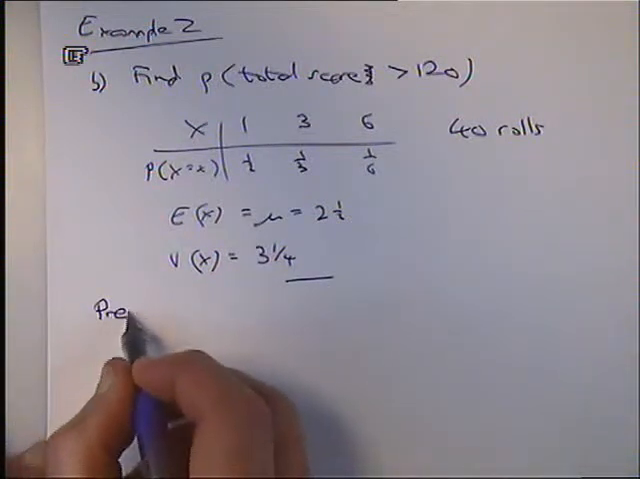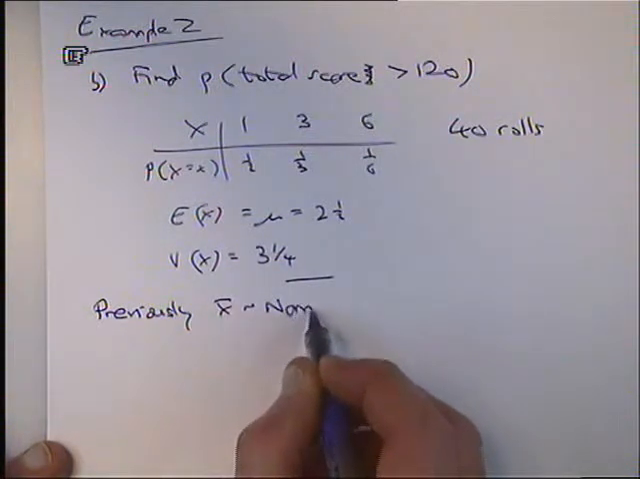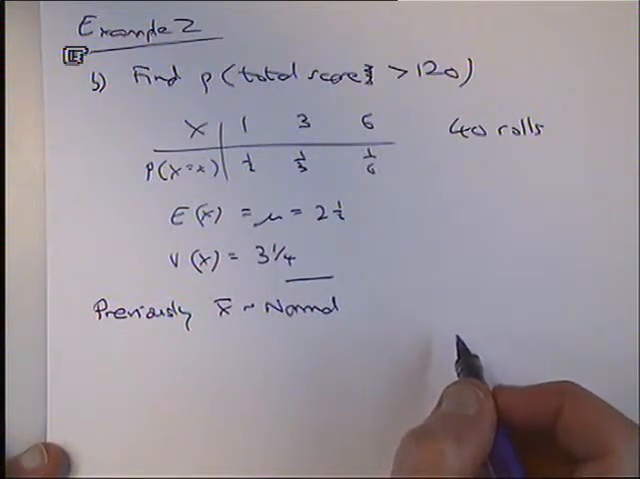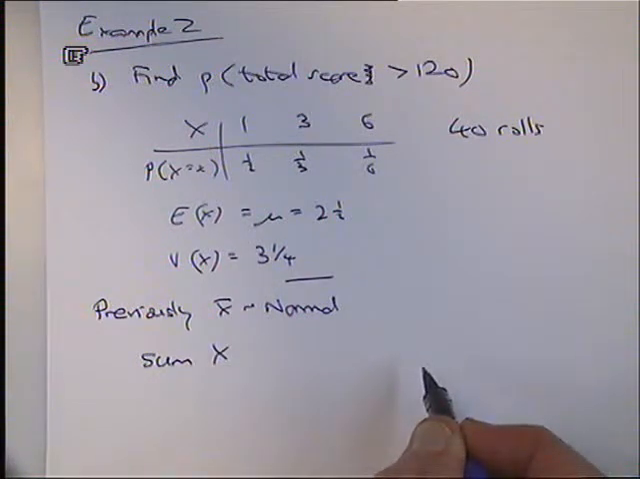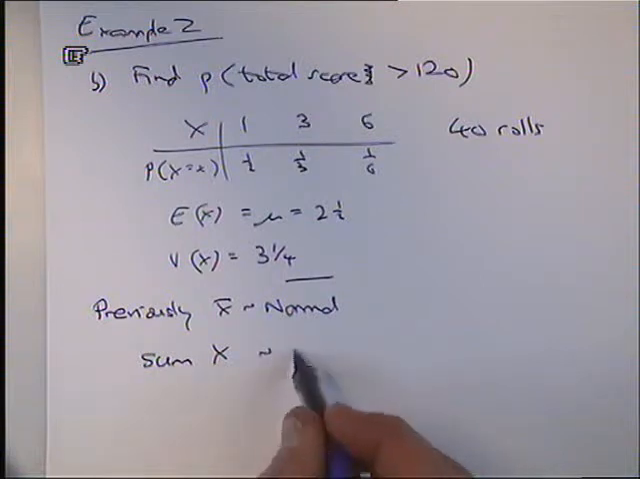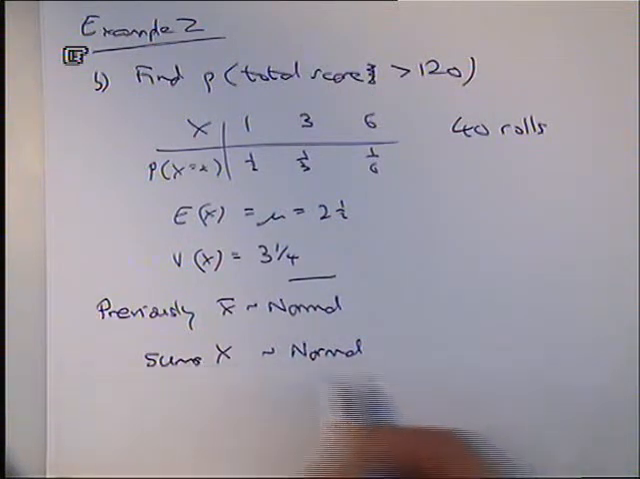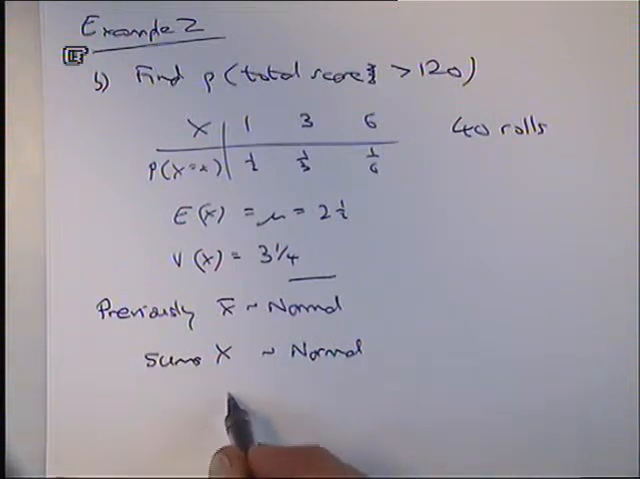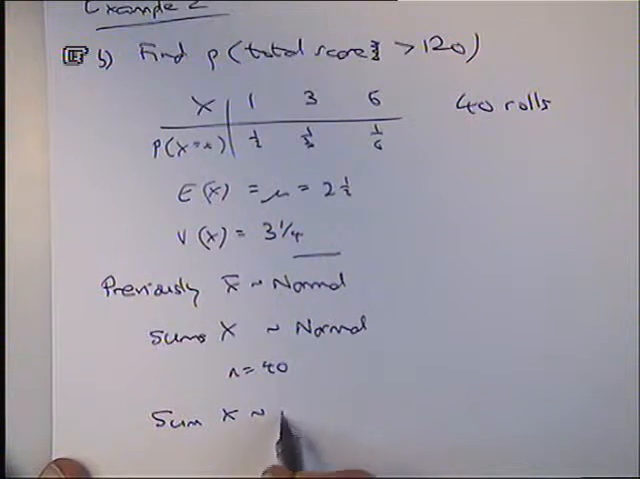So, last lesson we said that x bar followed the normal distribution. What I'm telling you now is if you add up lots of x's, they here also will follow the normal distribution. Totals would also follow the normal distribution. So sums of x's follow the normal distribution. I'm just going to write it down again. We had n being 40. So the sum of x will follow the normal distribution.